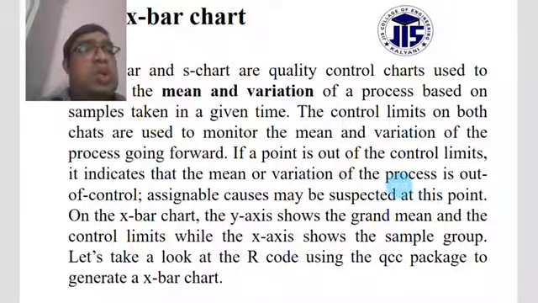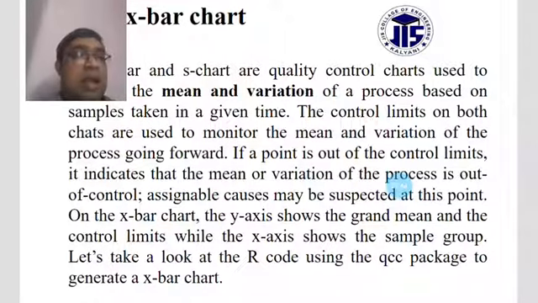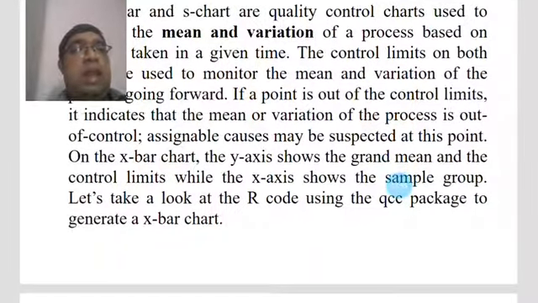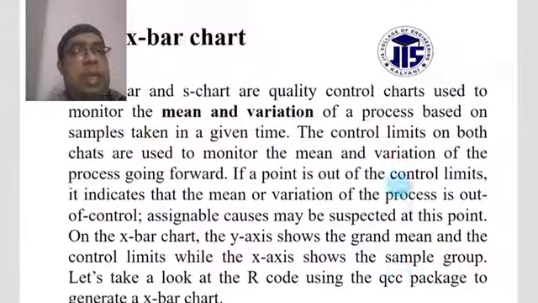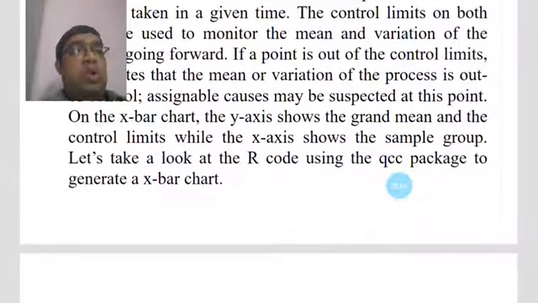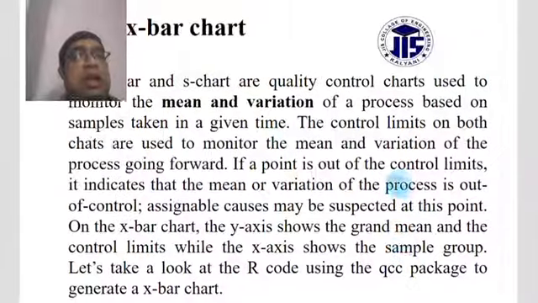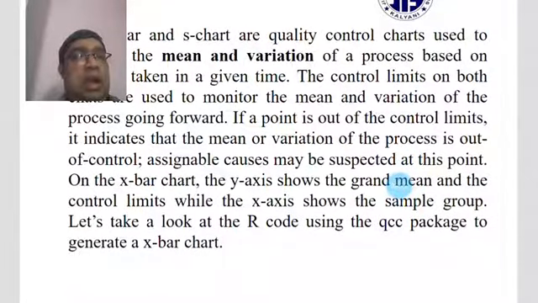The Y axis shows the grand mean and the control limits, and the X axis shows the sample groups. Let's take a look at the R code using the qcc package to generate the X bar chart, and the X bar and S charts as well.